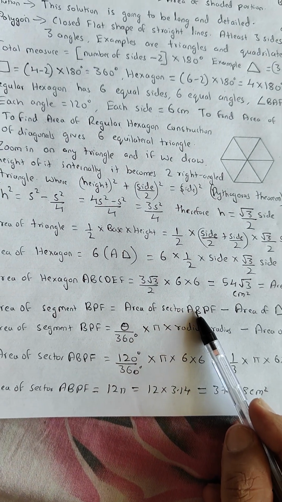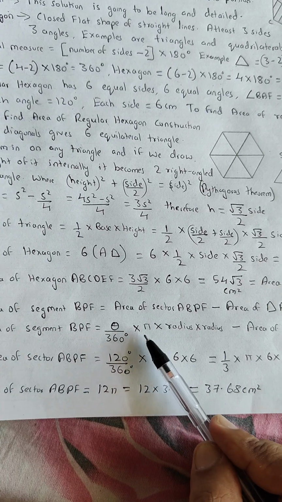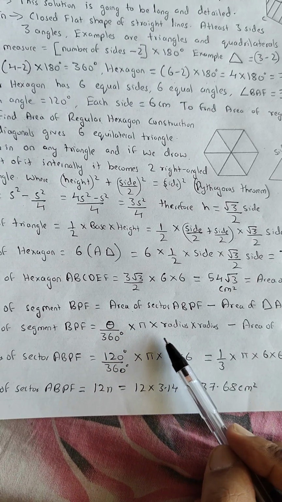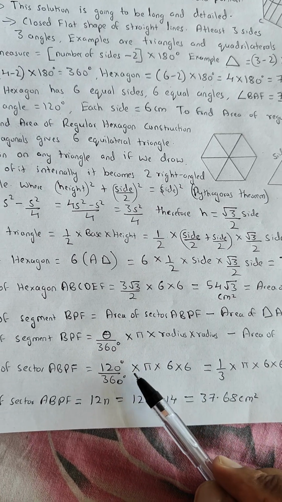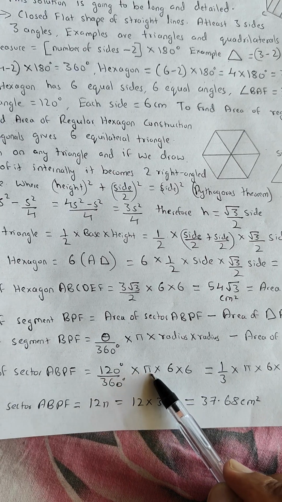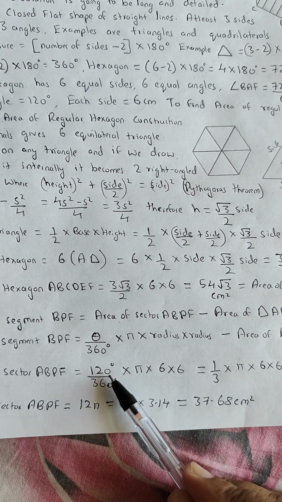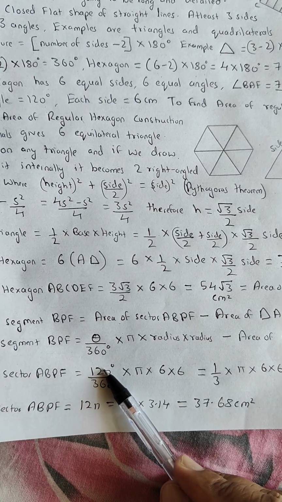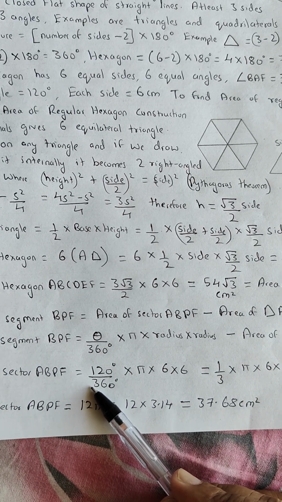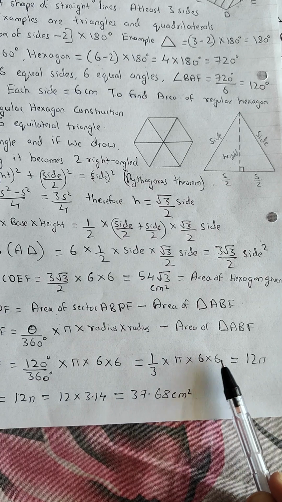Now first we will be calculating this one. Area of sector ABPF equal to theta upon 360 degree into pi into radius square. This is the standard formula. You should remember this formula. So this is going to be 120 degree upon 360 degree multiplied by pi into radius square. 120 upon 360. If you carefully see, 0 and 0 will be cancelled. 12 ones are 12, 12 threes are 36. So this will become 1 upon 3, and this will look something like this: 1 upon 3 into pi into 6 into 6.